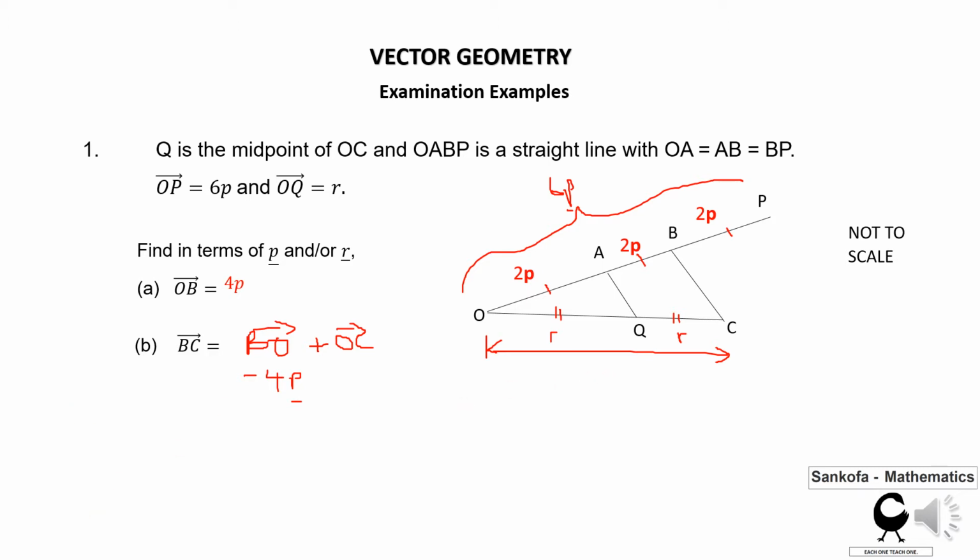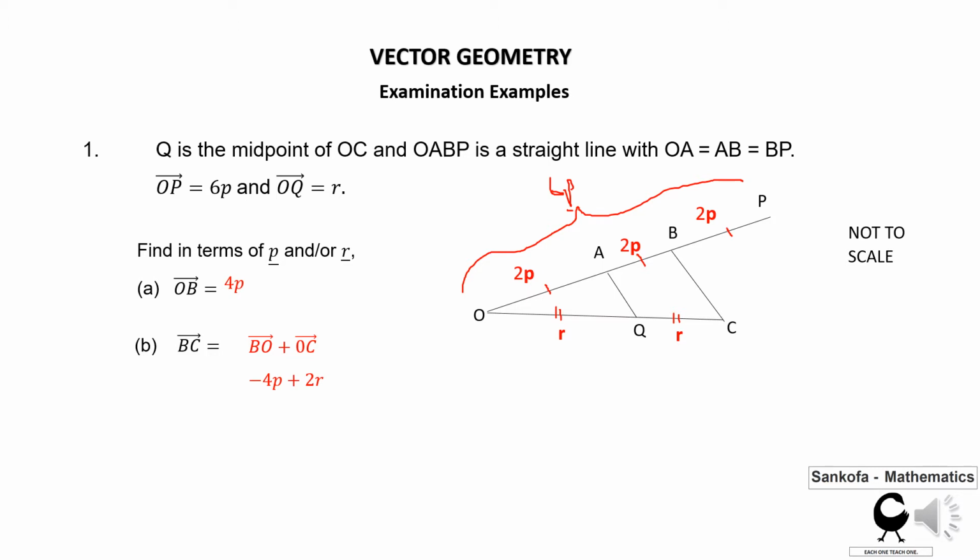So let me just bring it here. So this is 2r here. Essentially that is what I expect to get as an answer there. Let me just bring in my answers that I already worked out. So I realize then BC is minus 4p plus 2r.